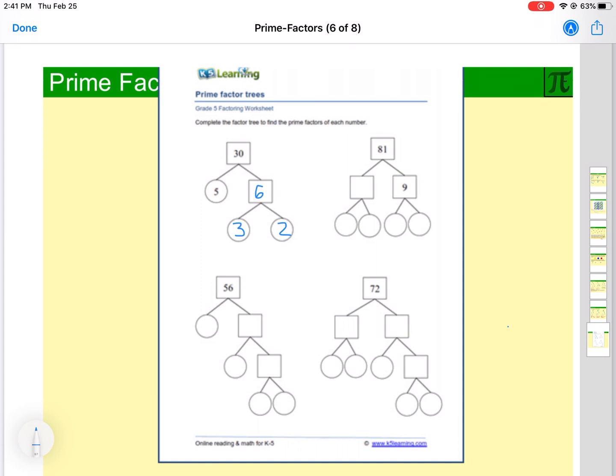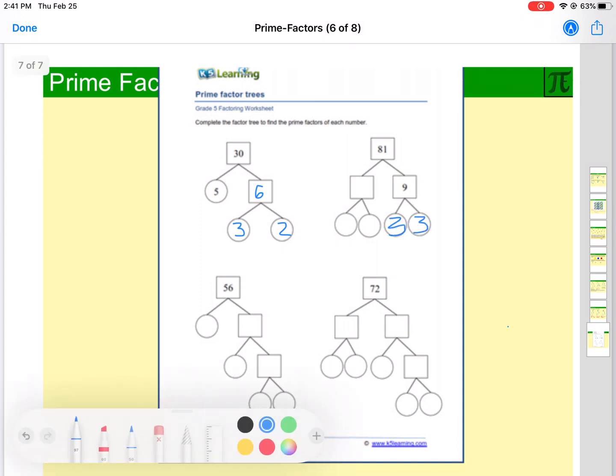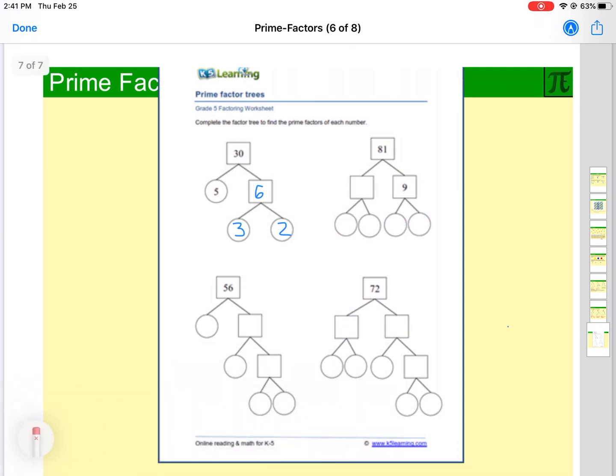Right, we can take the right hand stem of 81 first of all, which is 9 here. And we got 3 and 3 inside those bubbles. 9 times 9 will give us 81. So again, we'll get 3 and 3 inside the bubbles.